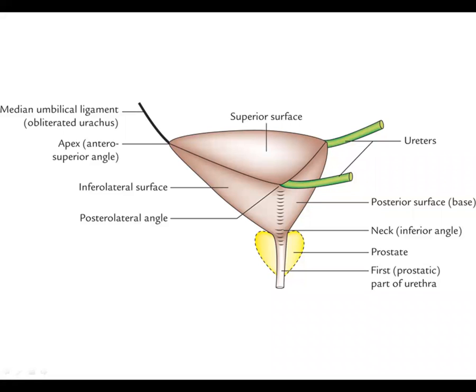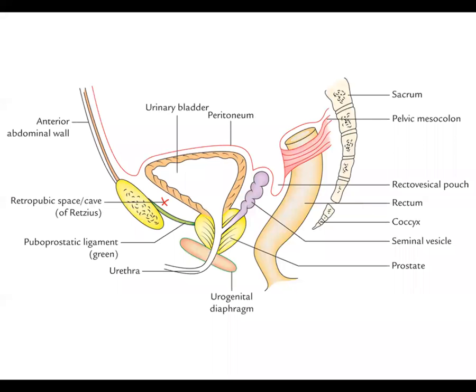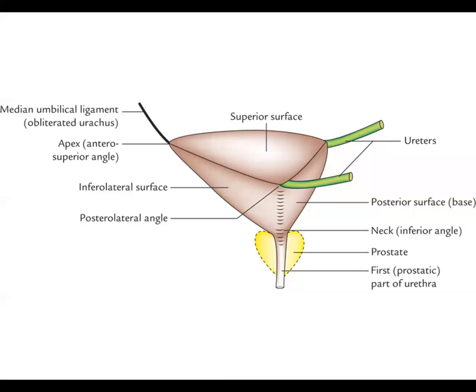And when it is full, it becomes ovoid and it has only anterior and posterior surfaces. So these are the external features of the urinary bladder when it is empty, and when it is full it will be ovoid in shape. So the shape changes according to the content of the urine in it. So we have seen the shape and the external features or the presenting features.